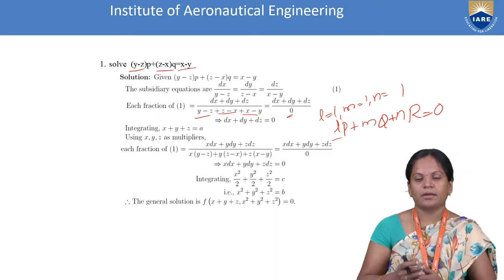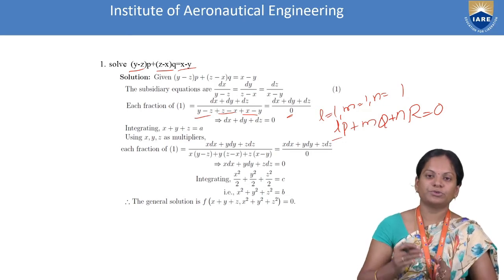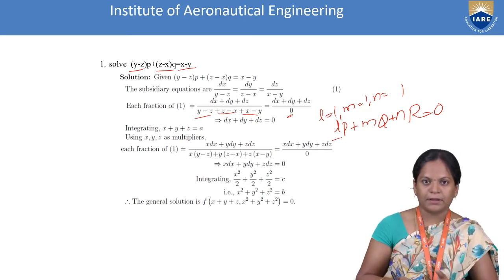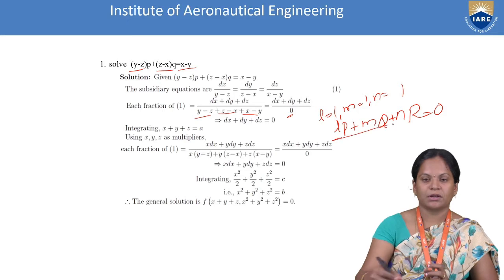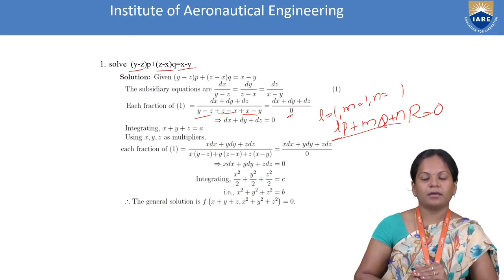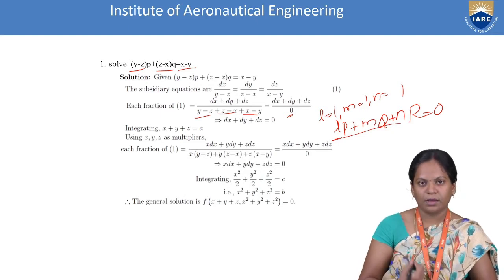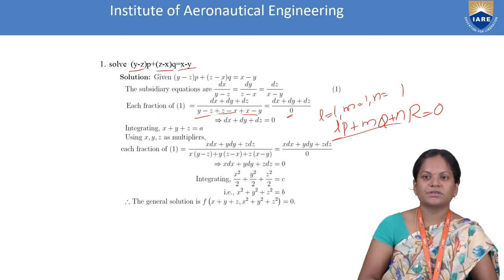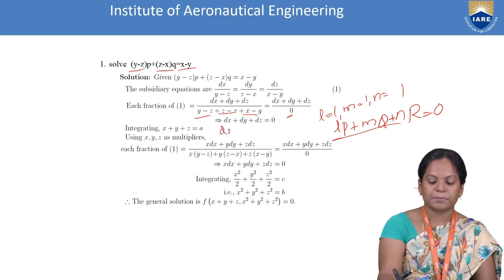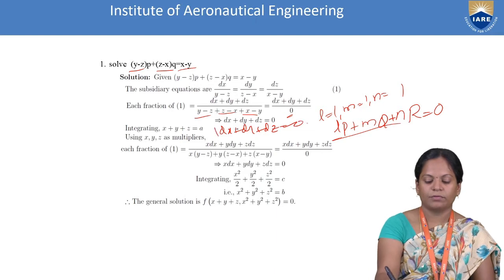Nothing but LP plus MQ plus NR is equal to 0. Then we can proceed. If it is not equal to 0, we have to choose other multipliers so that the LP plus MQ plus NR value is equal to 0. So here we got L, M, N as 1, and with these we have the condition LP plus MQ plus NR equal to 0. That's why now we can proceed. Then take the integration. So what is the integration? dx plus dy plus dz equal to 0, with L, M, N here 1, 1, 1.